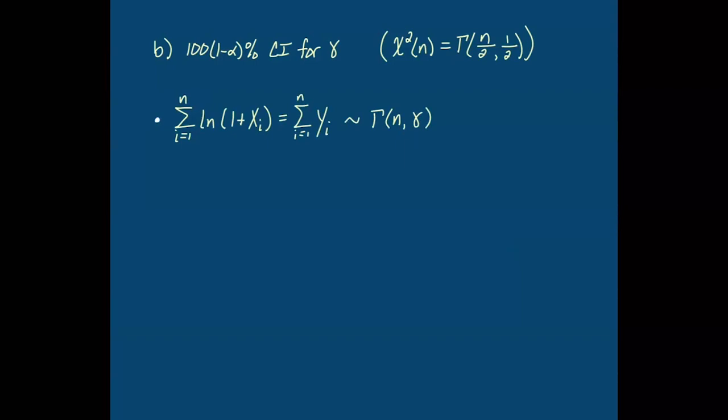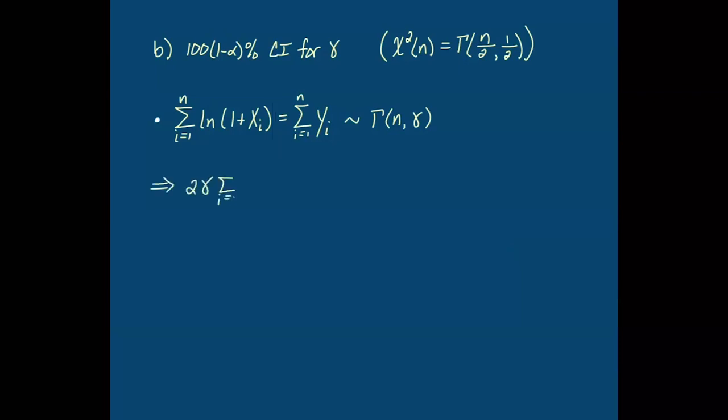To try to make this look more like a chi-squared distribution, I'm going to begin by trying to turn this second parameter here into a 1/2. We have seen that if we multiply a gamma random variable by a positive constant c, we will get a gamma distribution again. The first parameter will be unchanged, and the second parameter will end up divided by c. So, if we want this second parameter to be 1/2, we need to multiply this statistic by 2 times gamma.